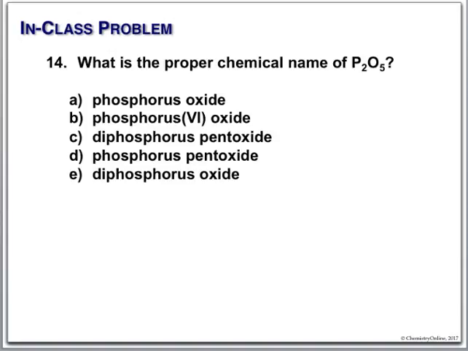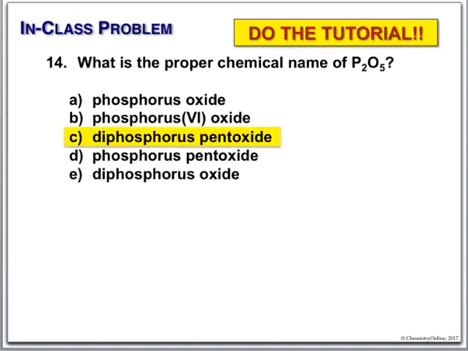This has no multipliers. Neither does this. We'll skip C. This has no multiplier for our phosphorus, and this has no multiplier for the oxygen. The only one that works is diphosphorus pentoxide. Once again, there's a tutorial that will ask you these questions over and over and over again until you're sure of it. Any questions?